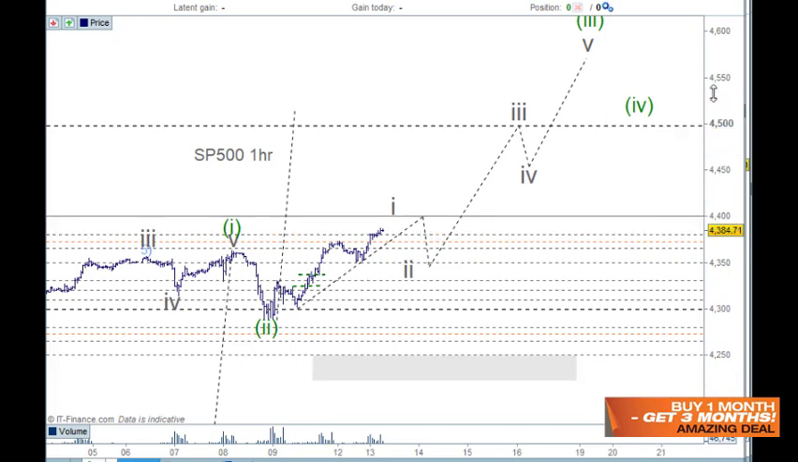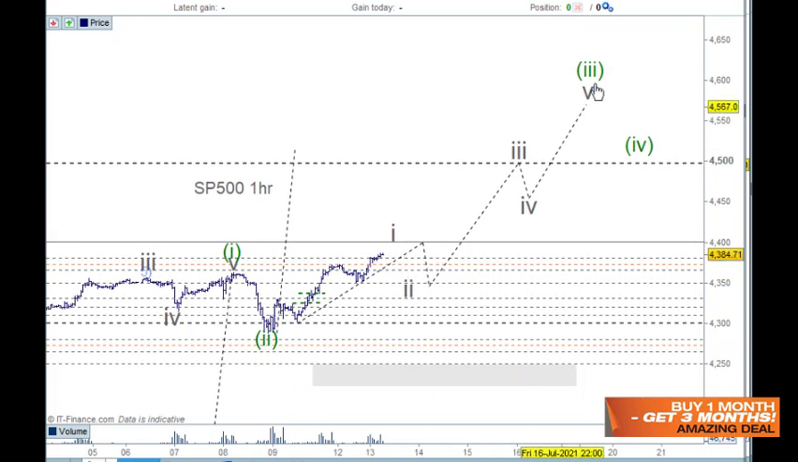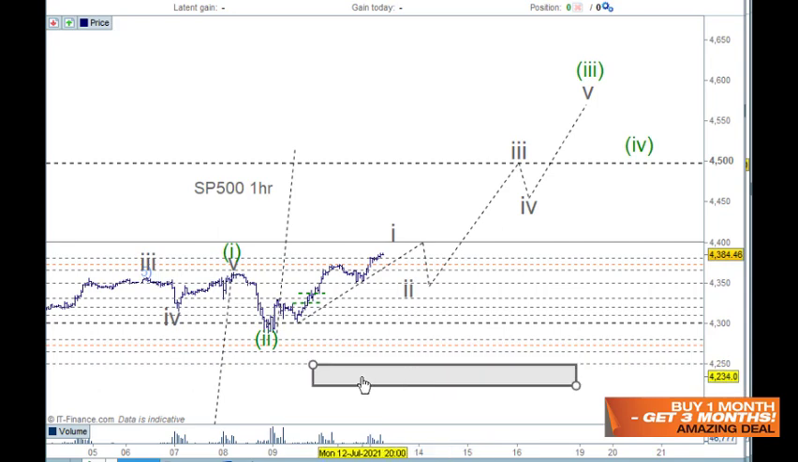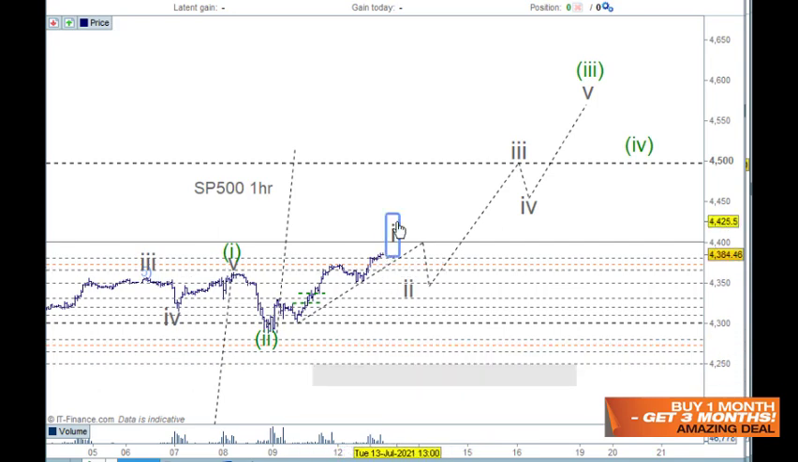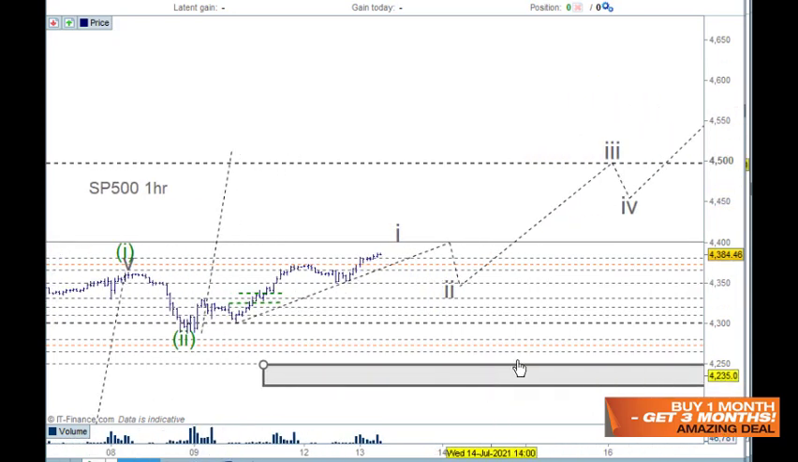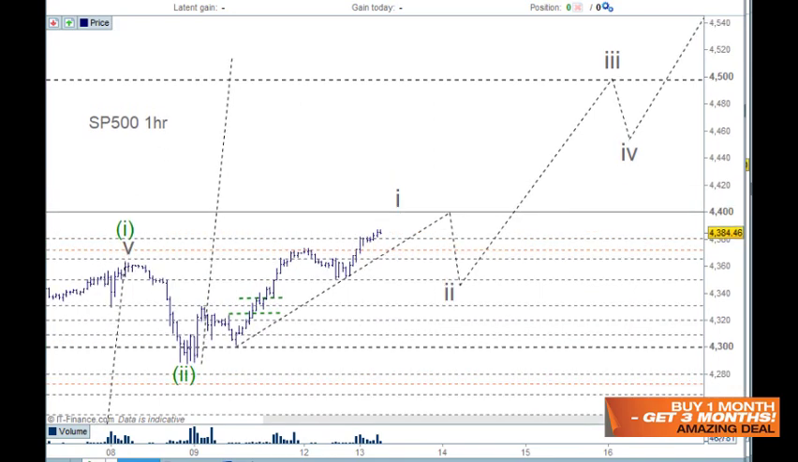So technically we shouldn't have any trouble getting this length to 4,500. So between green wave 2 and green wave 3 here, we're also looking for 5 waves. So we're looking for wave 1 here, and wave 2, and 3, 4, and 5 there. So that's all good.